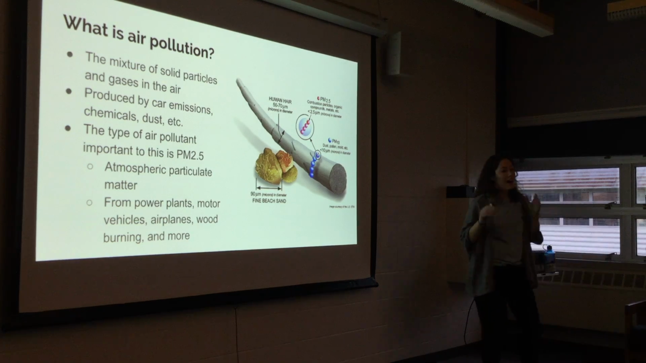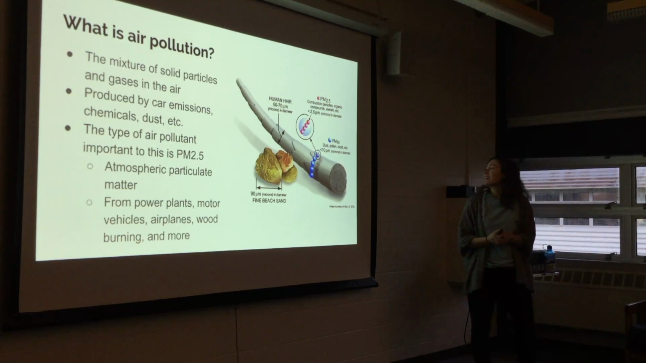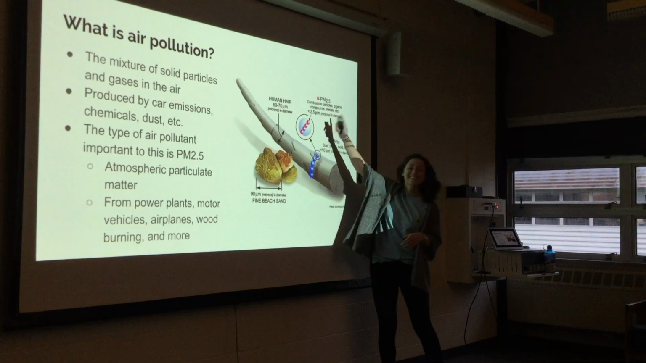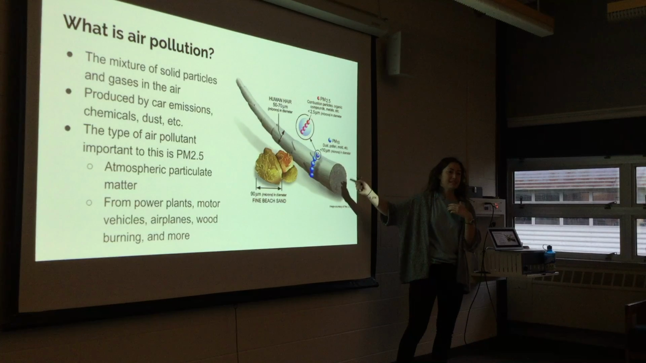But the type of air pollutant I'm specifically looking at for this presentation is called particulate matter 2.5. It's basically atmospheric particle matter, so it's just atmospheric stuff. And it's from power plants, motor vehicles, wood burning, and more. And so this is it. It's just small, and this kind of gives you its size. And this is another particulate matter.